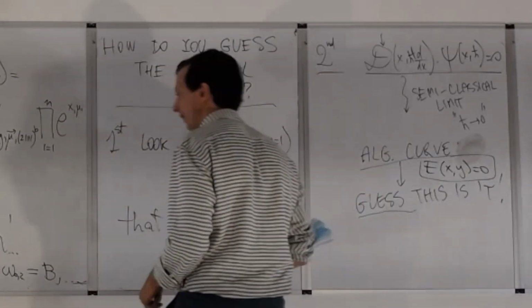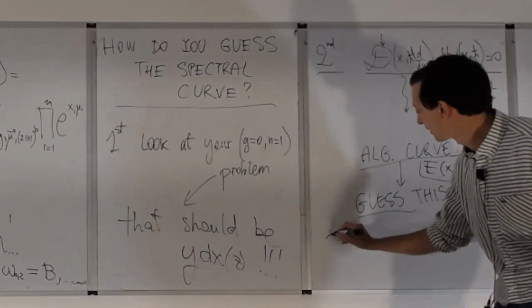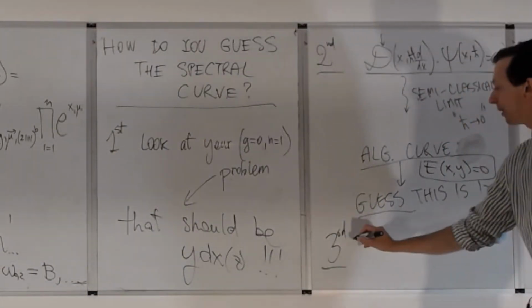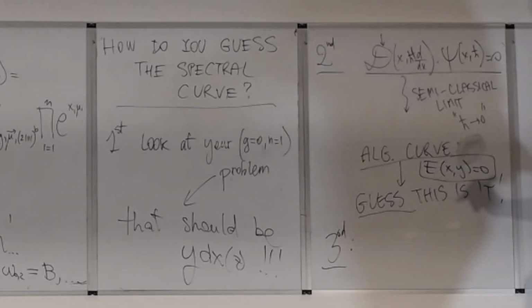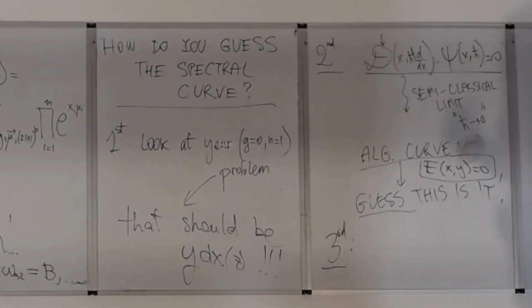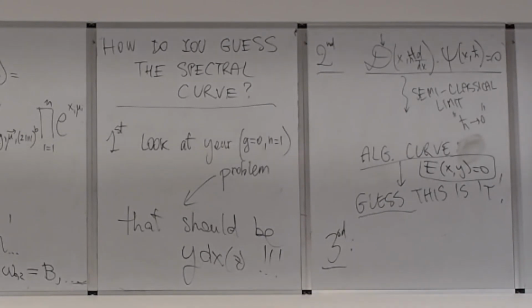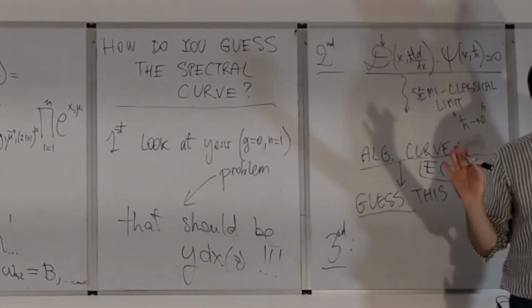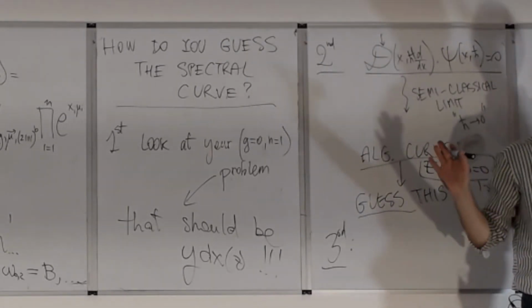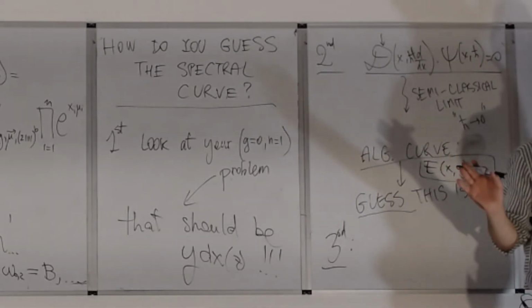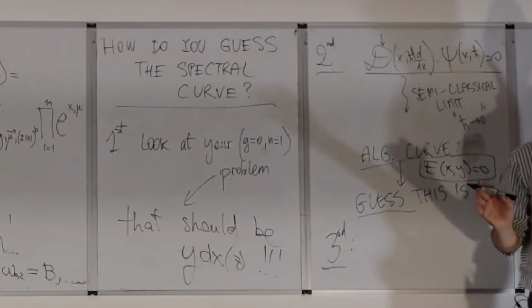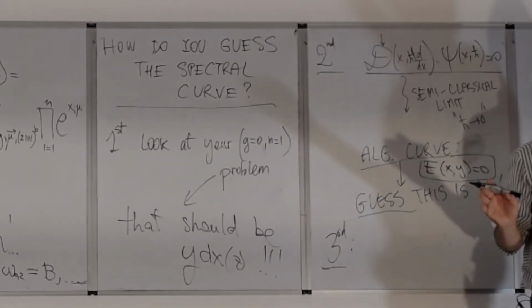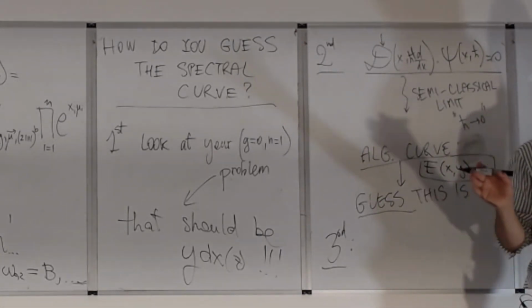Okay, and the third method. So there is a complicated answer, but the short answer is you have a wave function. There is some function of x and h bar, and then you just try to annihilate it. That's it. You happen to have a wave function for your problem.